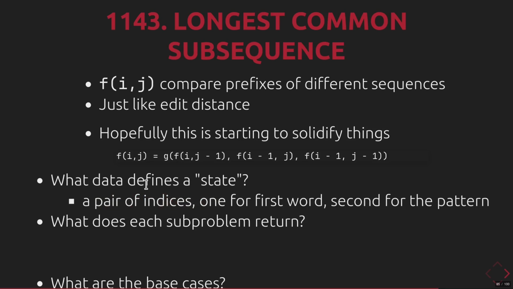So what defines a state here? Well, you should see that it's i, j. You have an index for the first word and the second one for the second word. I might have copied and pasted this, sorry.